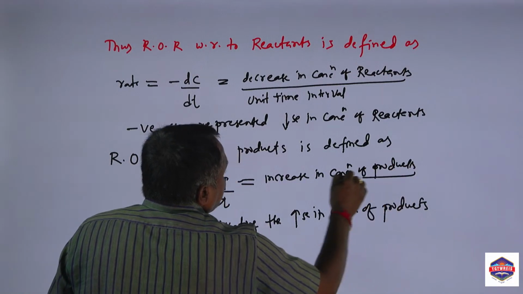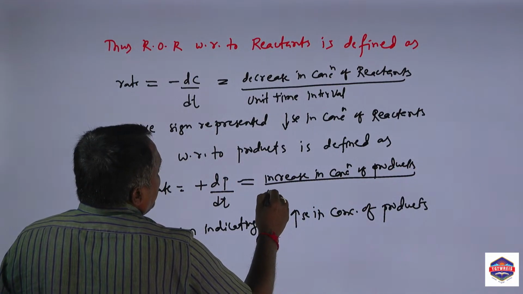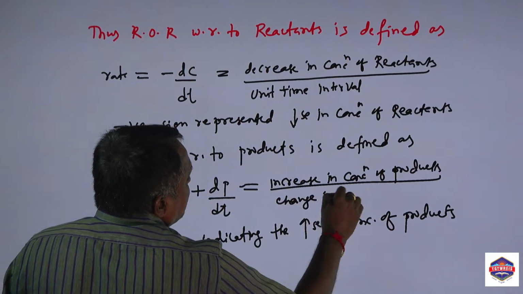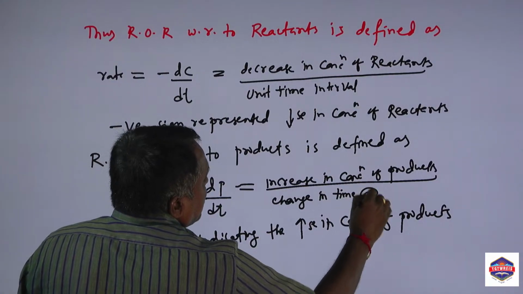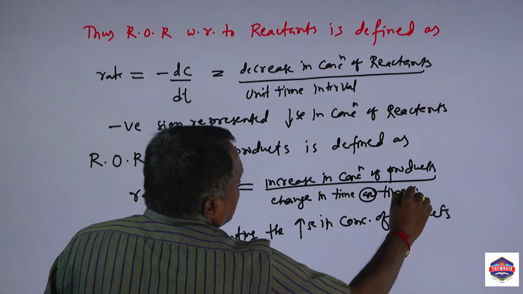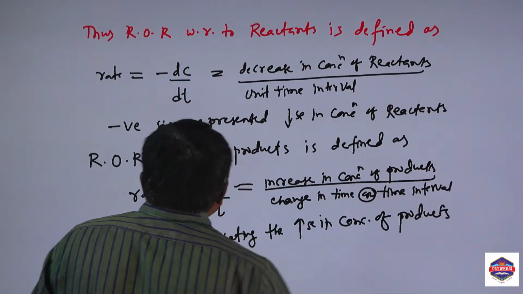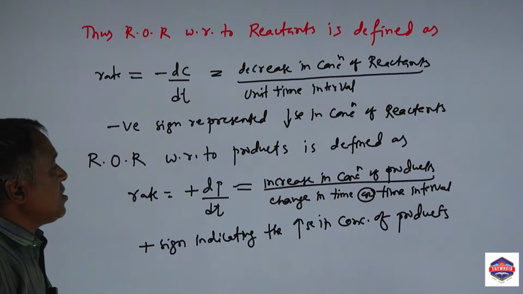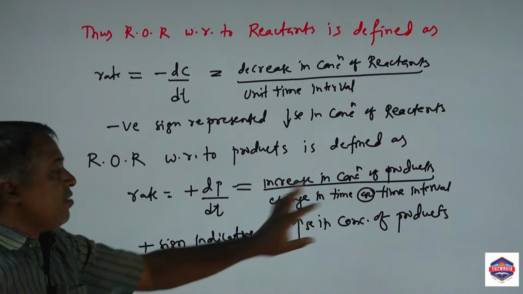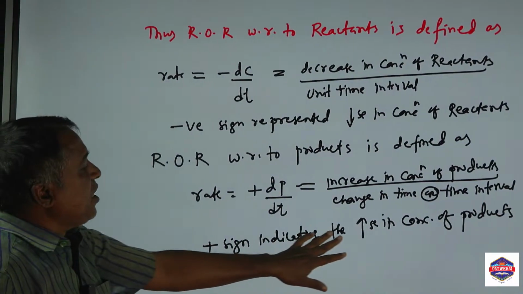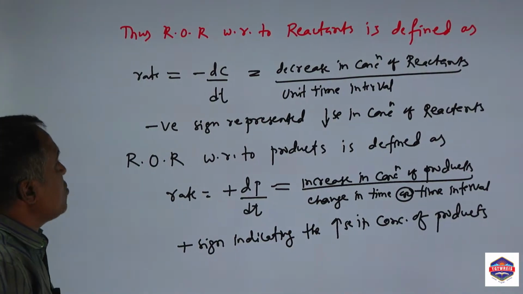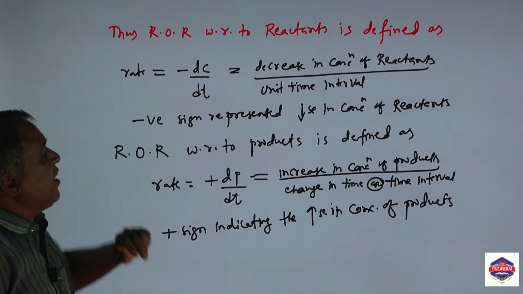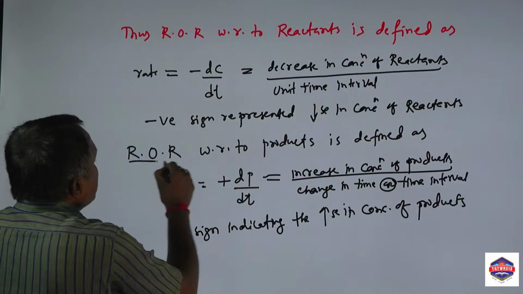upon change in time interval, or this is the change in time or time interval. Therefore, rate is equal to plus dP by dt means increase in concentration of products upon change in time or time interval. So here the plus sign indicates the increase in concentration of products. So there are two different types of definitions of rate. One is rate with respect to reactants, and another is rate with respect to products.